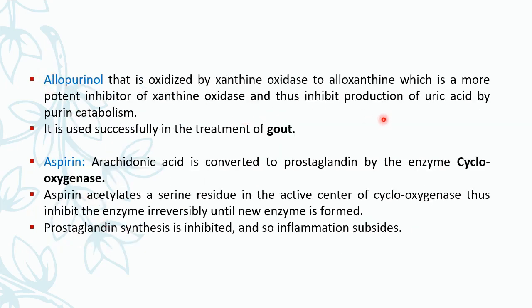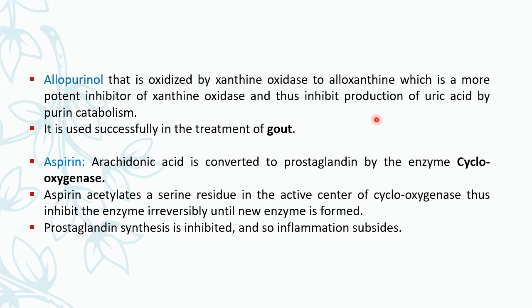Now the next one is allopurinol, which is very common, and I don't know why you people always give it as the example whenever we ask for an example of suicide inhibition. It's your favorite, and also the examiner's very favorite one. So allopurinol is a drug that is used in the treatment of gout.